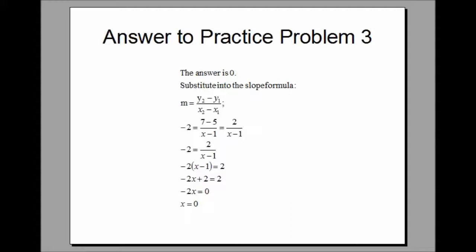Multiply both sides by x minus 1 to clear the denominator. On the left, we get -2 times x minus 1. On the right, the x minus 1's will cancel, and we're left with 2. Distributing gives us -2x plus 2 equals 2. Subtract 2 from both sides. This gives -2x equals 0. Divide by -2 and get an answer of x equals 0.